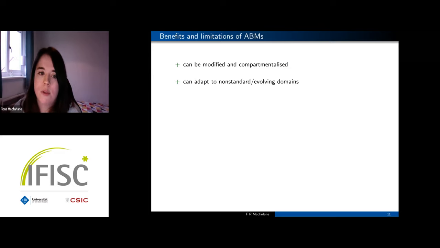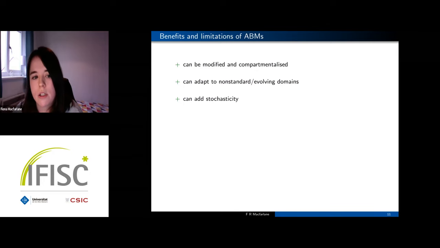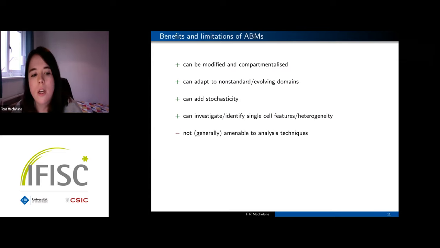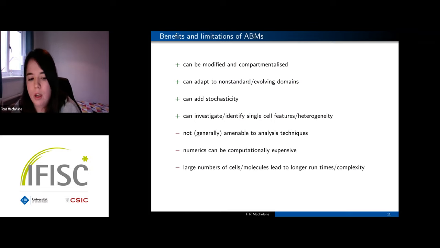We can quite easily adapt to things like non-standard or evolving domains. So things like growing domains, where it's a little bit more complex in the PDE setting, is generally a little bit easier with these agent-based models. We can add in randomness or stochasticity. And we can look at single cell features or heterogeneity within the population. However, these models are not amenable to analysis techniques that the PDEs are, and the numerics can be computationally expensive, especially when we're looking at large numbers of cells. And this can lead to longer runtimes or complexity within the simulations.